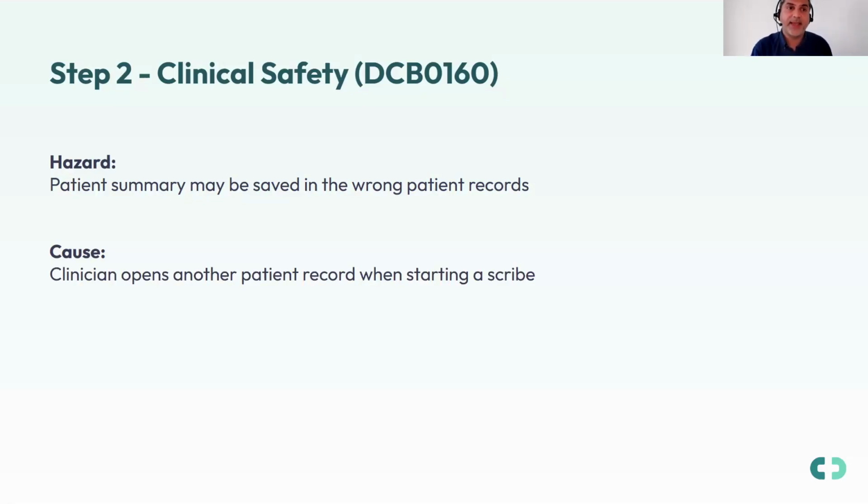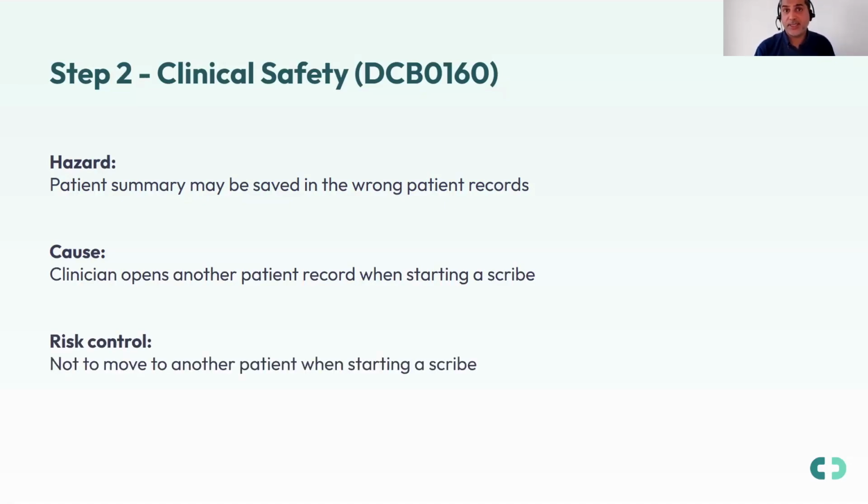We would document that, put that in the hazard log, and then we look at how do we control that risk. So the control of that would be to educate everyone: you don't move to another patient when you're starting a scribe, stay within that patient record. And we should be looking at whether there's a confirmation of the patient that we're saving to before it's actually saved. And some of the mitigation is at the Accurx end. So what we've done is that we've also looked at this potential hazard and said we're going to build in a safety mechanism whereby you have to confirm that the patient you're saving to is the patient that you're transcribing from. So again, it's that risk control that we're looking to mitigate.